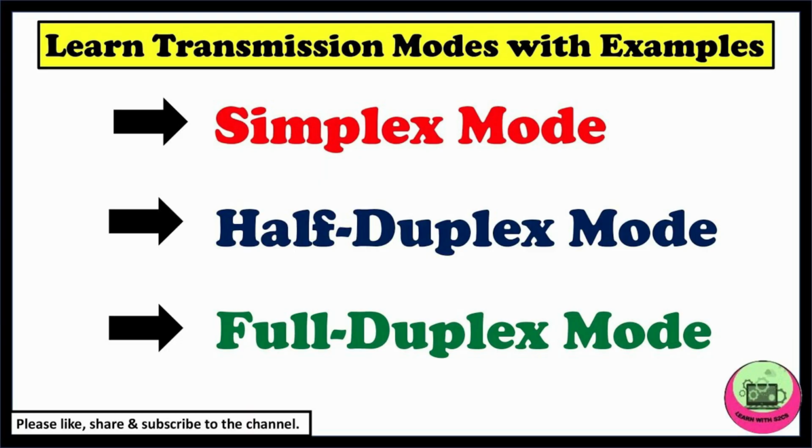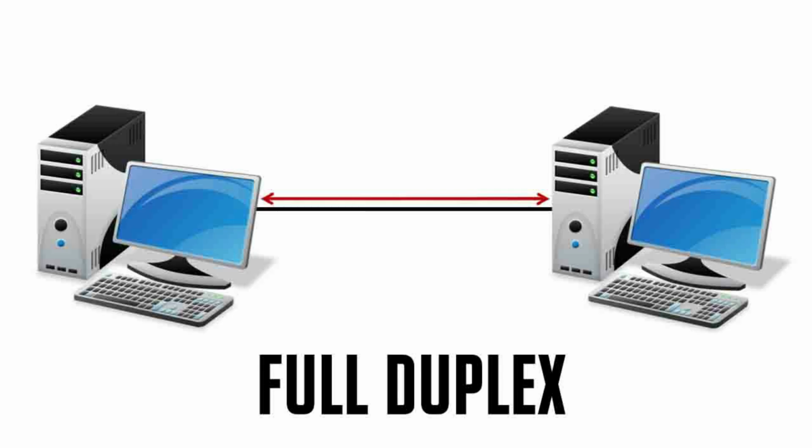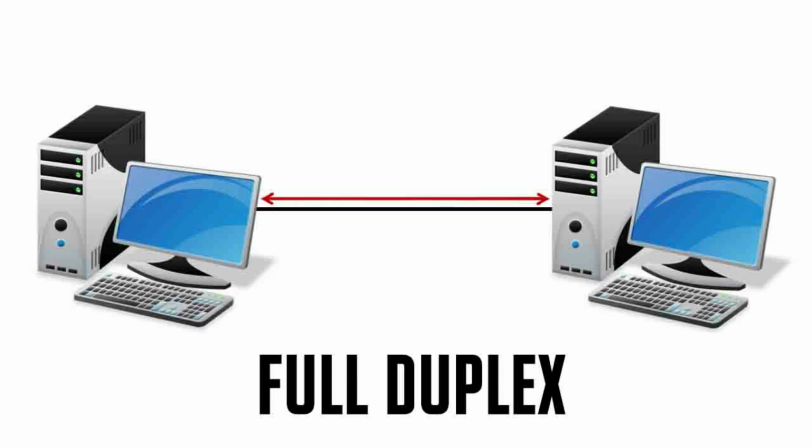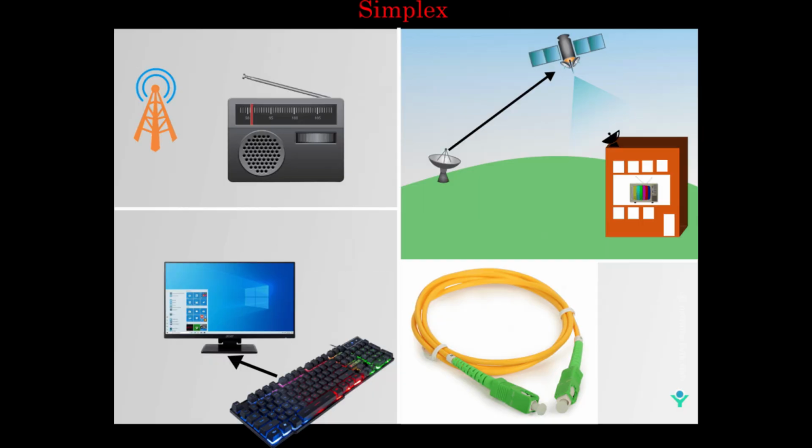Half duplex communication, in contrast to full duplex, allows two-way communication, but only one party can transmit data at a time. Simplex communication is a one-way communication system where information is transmitted from one device to another, but the receiving device cannot send information back to the transmitting device. An example is the keyboard and CPU.